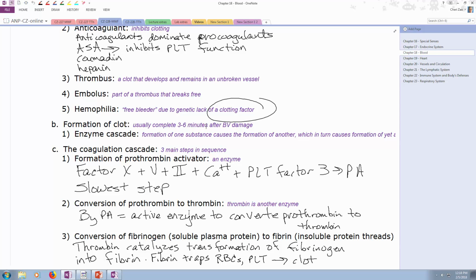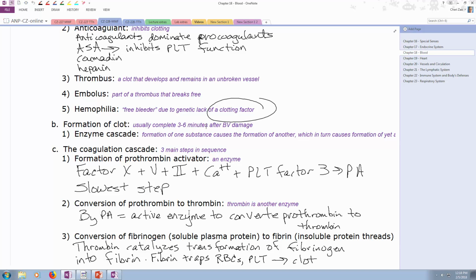There are so many factors involved in this enzyme cascade that we only have to learn 3 steps. Even though this seems like a lot, this is just the tip of the iceberg. So let's take a look at the 3 steps that we want you to know here. Formation of prothrombin activator. We want to make a thrombus. We want to make a blockage here. Not a complete blockage. We just are trying to block the loss of blood in this process. So formation of prothrombin activator.